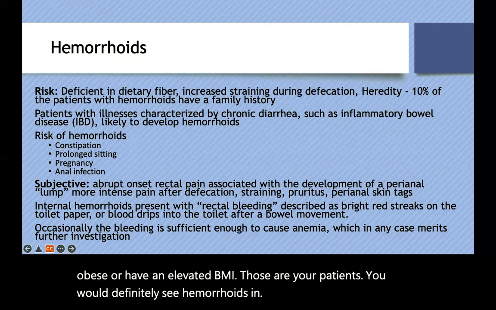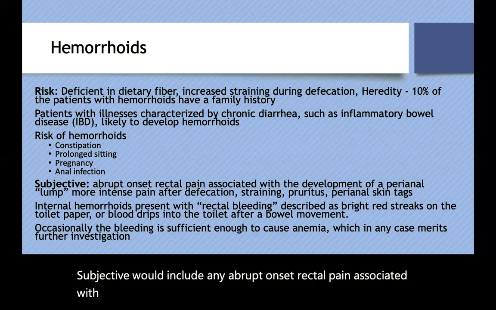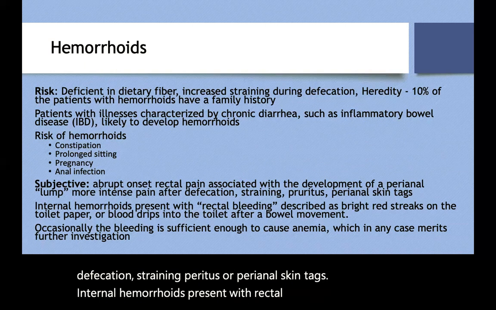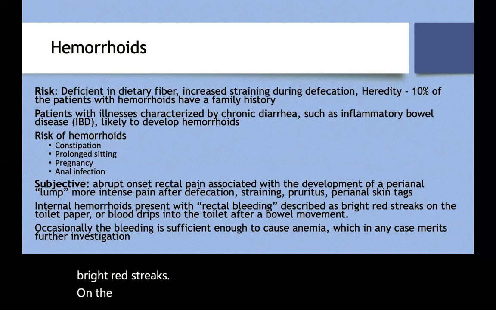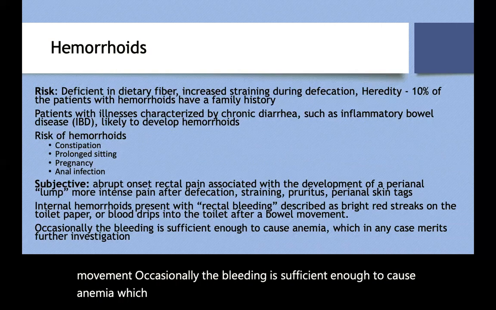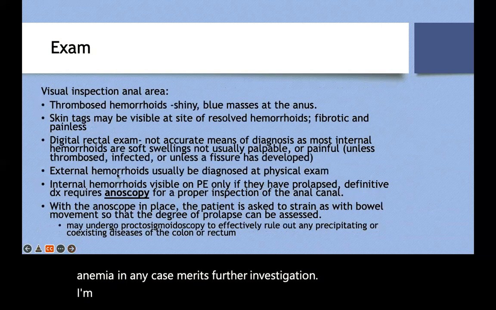Subjective would include any abrupt onset rectal pain associated with the development of a perianal lump, more intense pain after defecation, straining, pruritus, or perianal skin tags. Internal hemorrhoids present with rectal bleeding, described as bright red streaks on the toilet paper or blood drips into the toilet after a bowel movement. Occasionally, the bleeding is sufficient to cause anemia, which in any case merits further investigation. I'm sure you've all seen hemorrhoids in your patients.